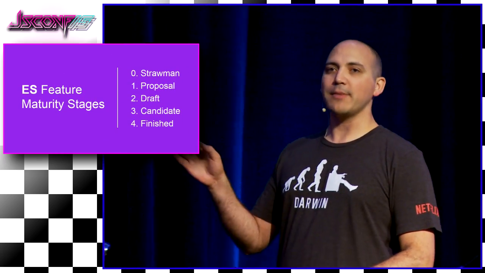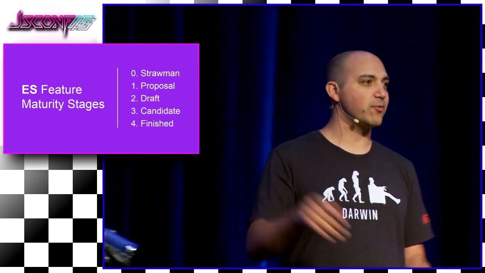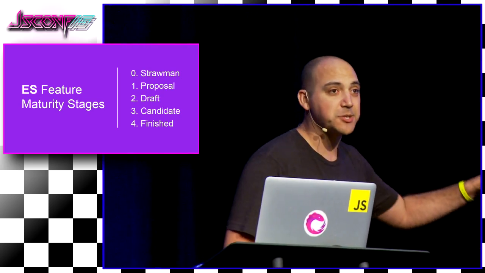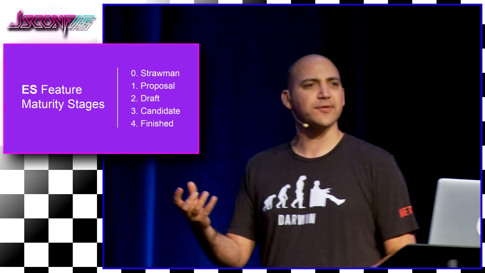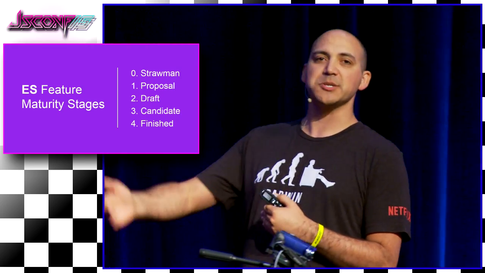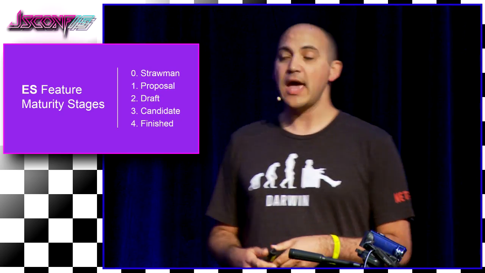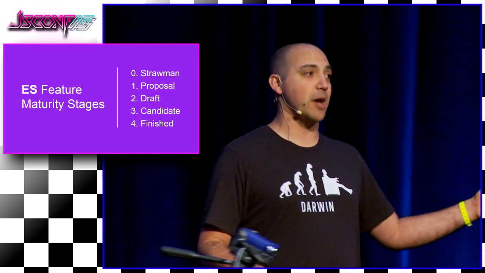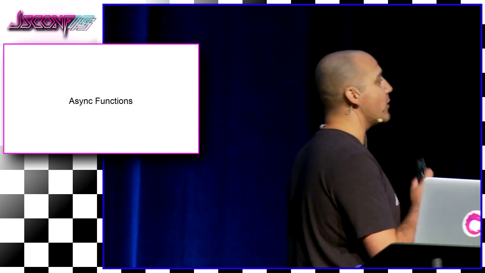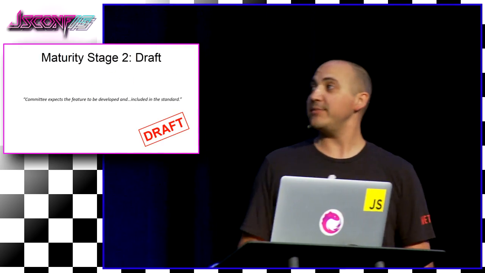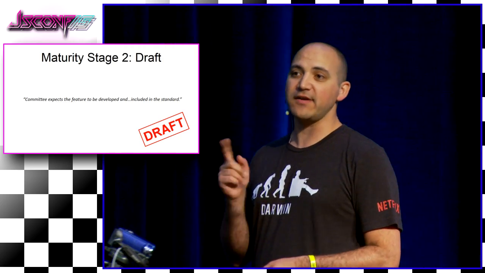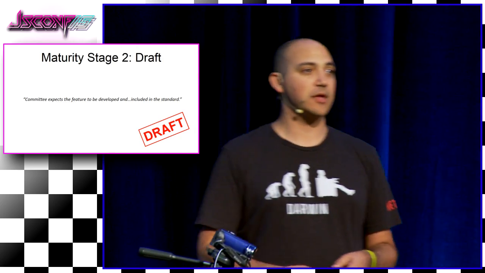Now, in order to talk about any features in the next version of JavaScript responsibly, we have to talk about the ES feature maturity stages. As we develop new proposals in the JavaScript committee, what we want to be able to do is move them through these maturity stages so we have time to prove them out. When I tell you about a feature upcoming in JavaScript, I'm going to tell you which maturity stage it is in. So async functions are in the draft stage. That means that the committee expects the feature to be developed and included in the standard. I think it's very, very likely that we're going to see async functions in the next version of JavaScript.